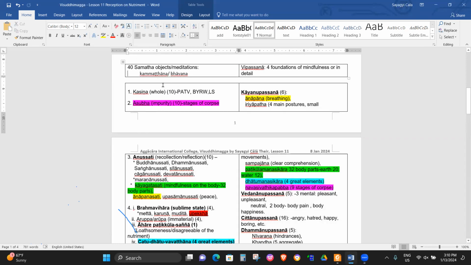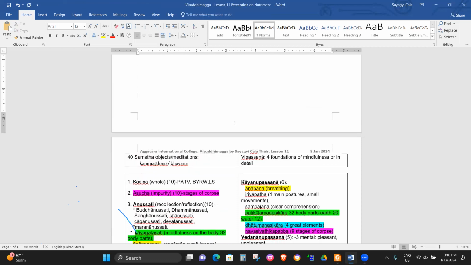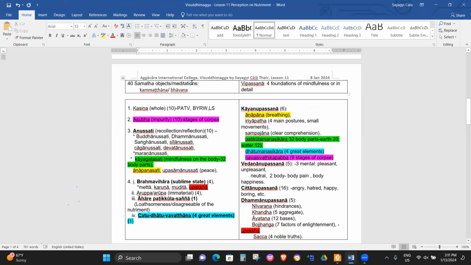Right. Now, we need to compare between the samatha and vipassana practice because it is good to understand what's the difference and what's the similarity. Samatha practice is the 40 I just mentioned roughly, and you can compare with the vipassana, right? Kasina is only in samatha, which you don't find in the vipassana. Asubha, 10 stages, you can find in the Kayanupassana on the body, on these 9 stages of corpse. Anusati is definitely a samatha practice. You cannot find it in vipassana.